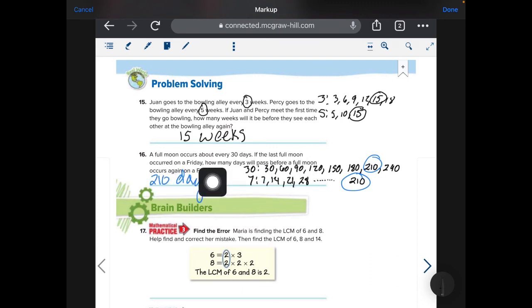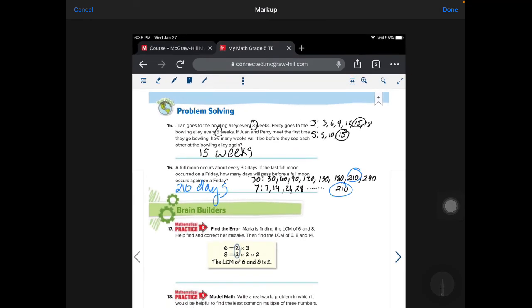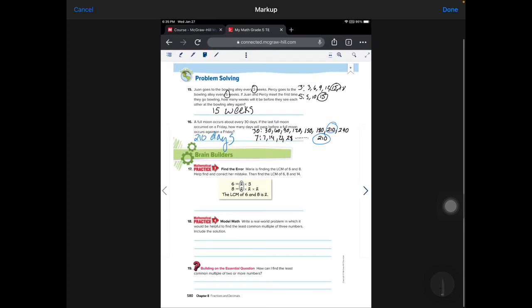Number 16, a full moon occurs every 30 days. If the past full moon occurred on Friday, how many days will pass before the full moon occurs again on a Friday? This is where you need to understand there's 7 days in a week. So you have 30 and you skip count till you get to 210. And on 7, you have to skip count a very long time until you get to 210 as well, because then your answer will be 210 days.